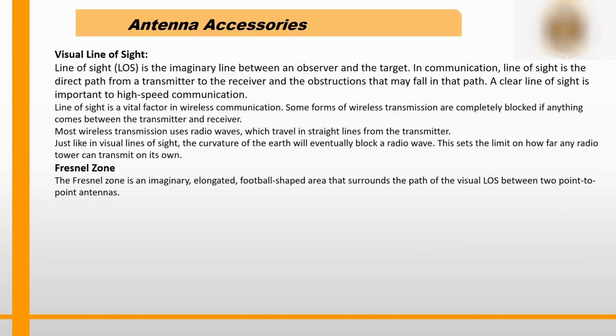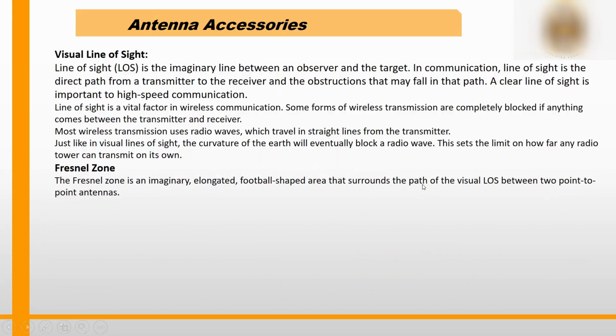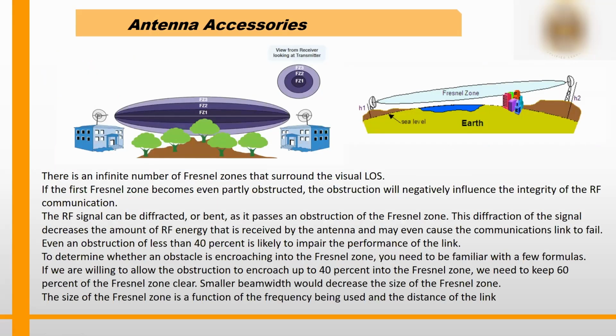The Fresnel zone is an imaginary elongated football shaped area that surrounds the path of visual line of sight between two point to point antennas. So what's a Fresnel zone? When you are sending the radiation from point A to point B in an open space, we know that it goes in all directions. Either it can go vertically or else it can go horizontally, depending on the orientation of the antenna.